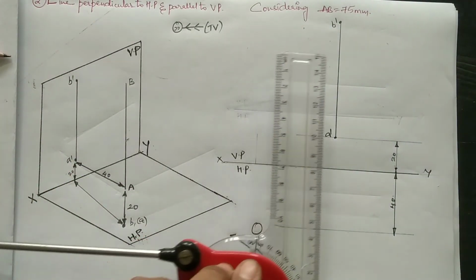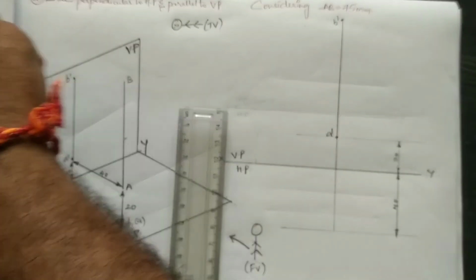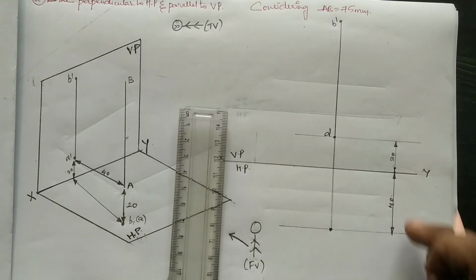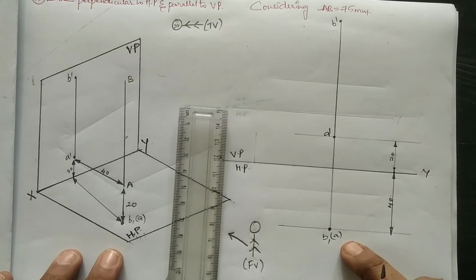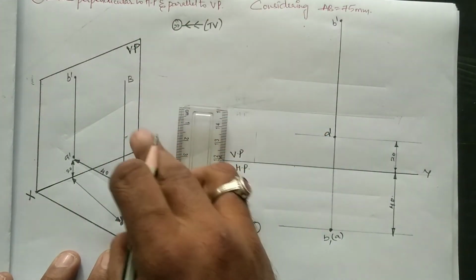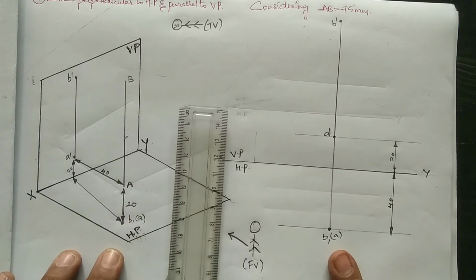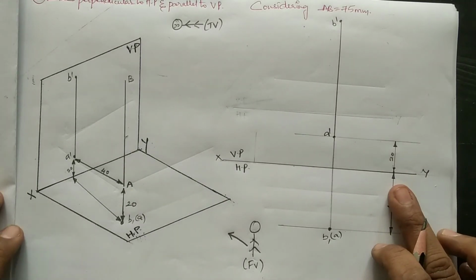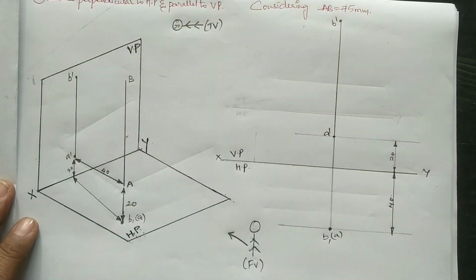Now draw the projection line such that it is at a distance of 40 mm from the XY line, marking it as B, A. A should be represented in brackets because when you see from the top view, only the point B is visible, whereas A is not visible. So on behalf of that, we are marking this. So this is the orthographic projection of a line perpendicular to HP and parallel to VP.